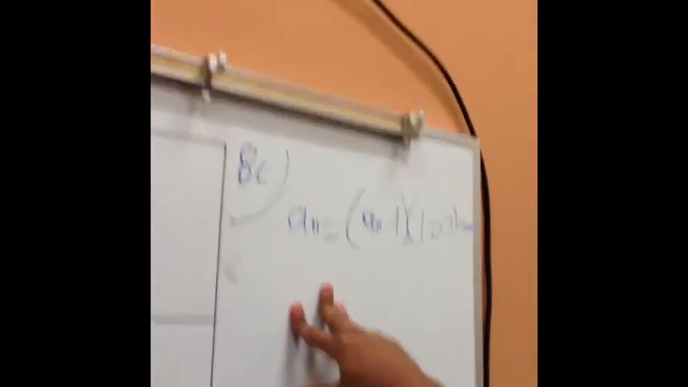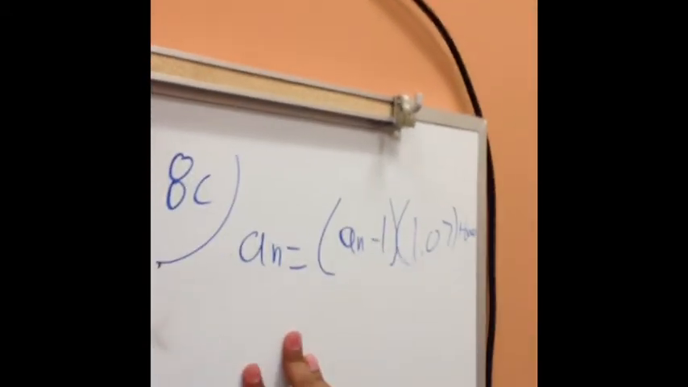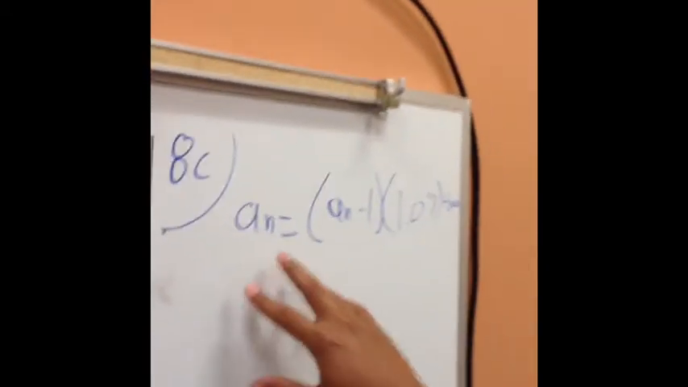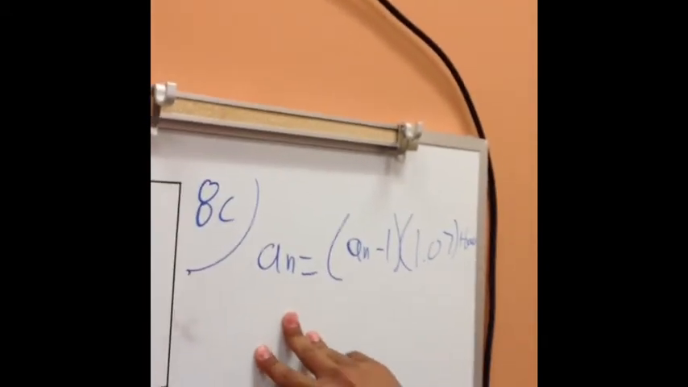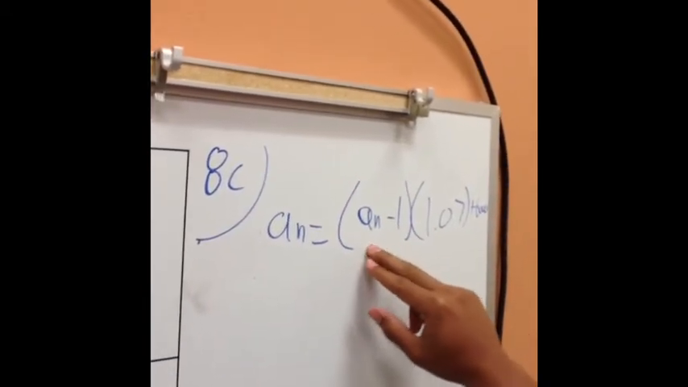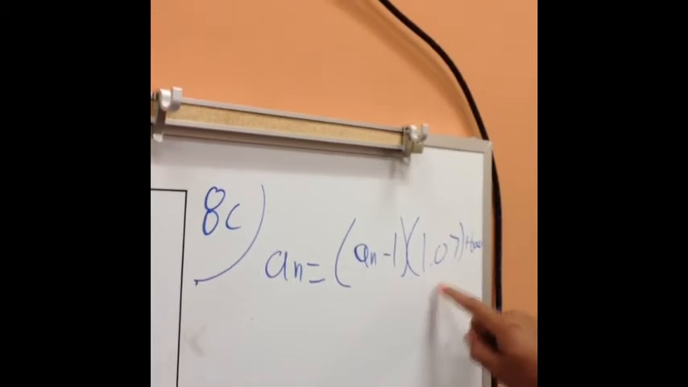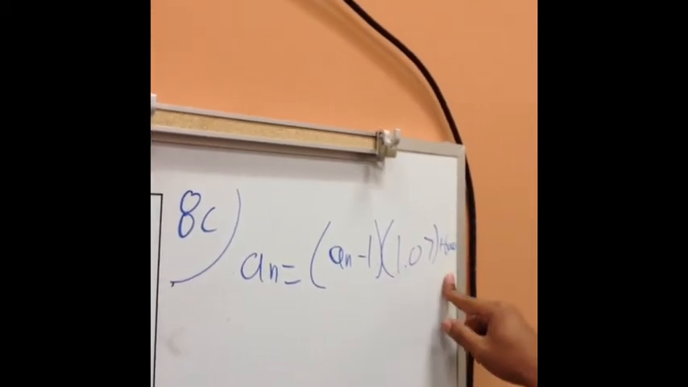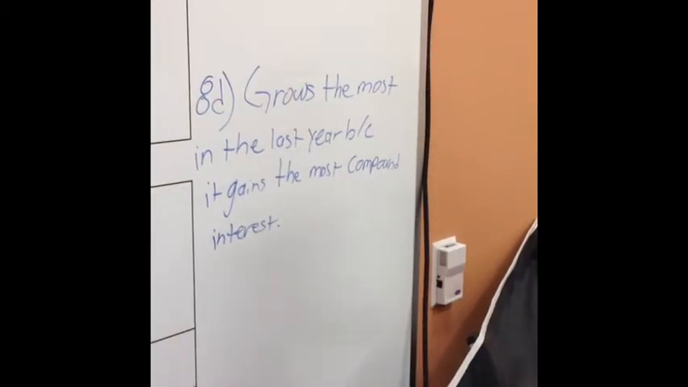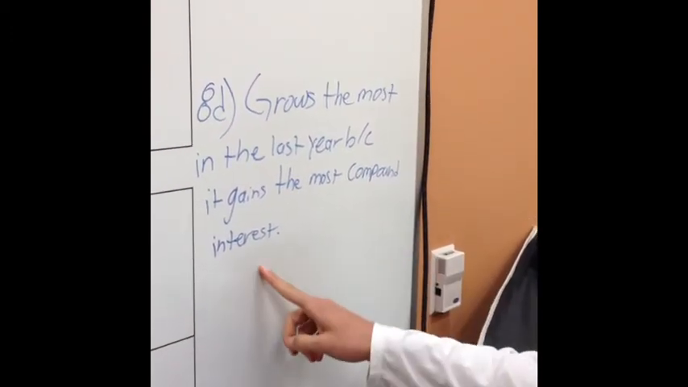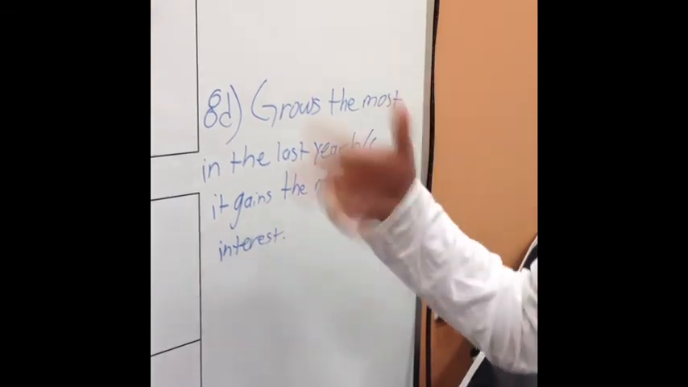Since we really didn't talk about the recursive rule, and how much you get added to your bank every year, this is the formula you would use for that, and that would be AN equals (AN minus 1) times 1.07 plus 6,000. The reason the account grows the most in the last year is because it gains the most compound interest year after year after year.